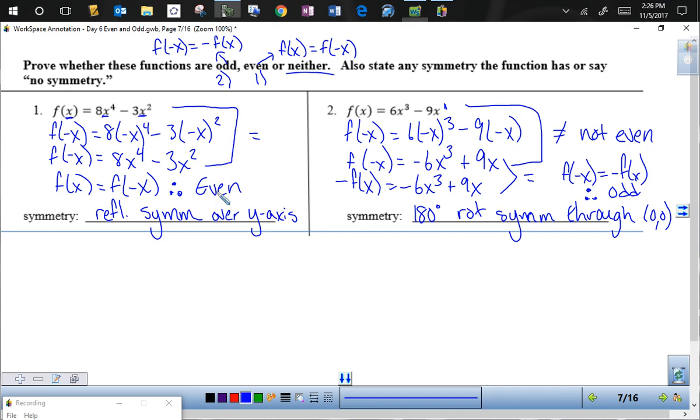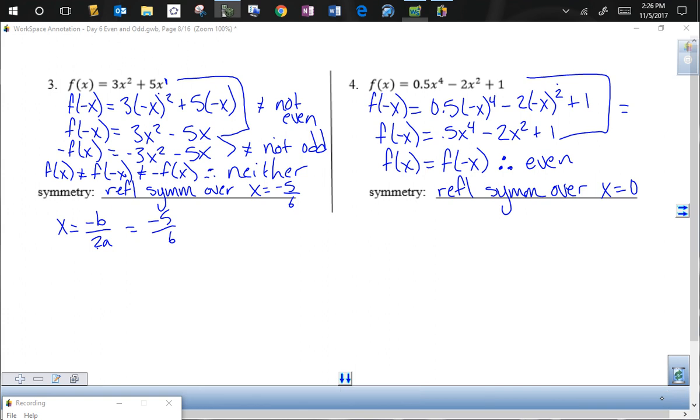Well, if you notice, the exponent value being even or odd gives you a clue as to whether the function itself will be even or odd. Notice here, all of our powers, x to the fourth, x squared, the 4 and the 2 were even, and our function ended up being even as well. Here, they were both odd, and it was odd. On number 3, we've got a mixture of even and odd, a 2 and a 1, and it was neither. Here, we've got 4 and 2. What I want to talk about right here is the 1.